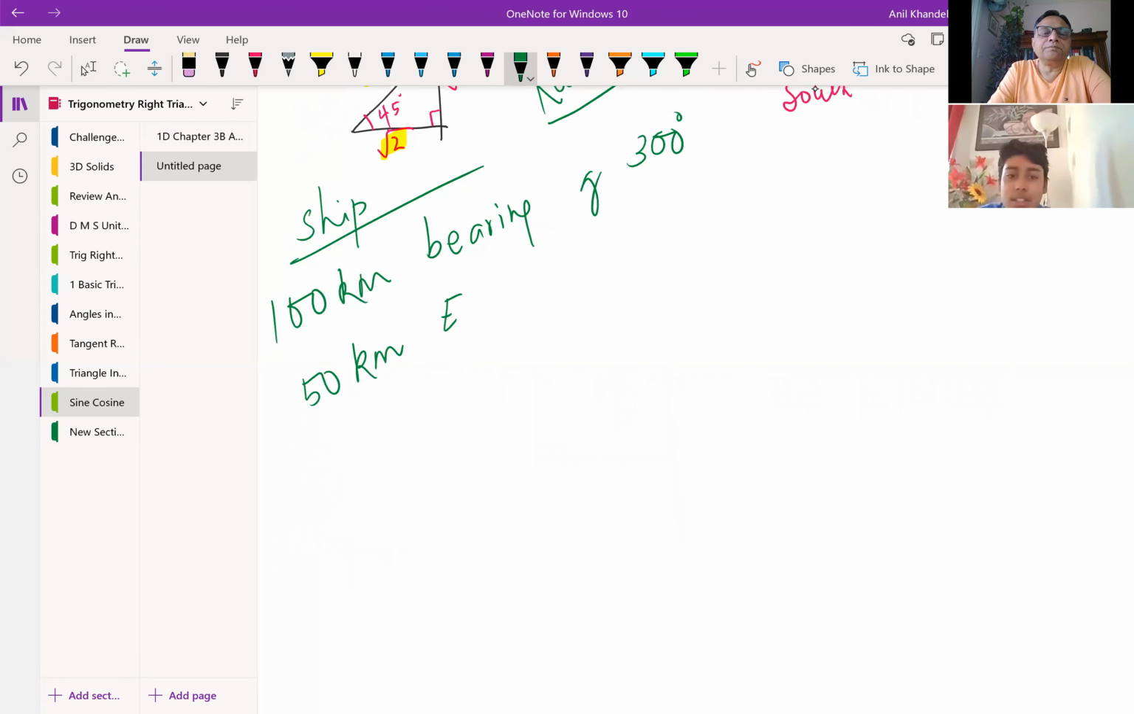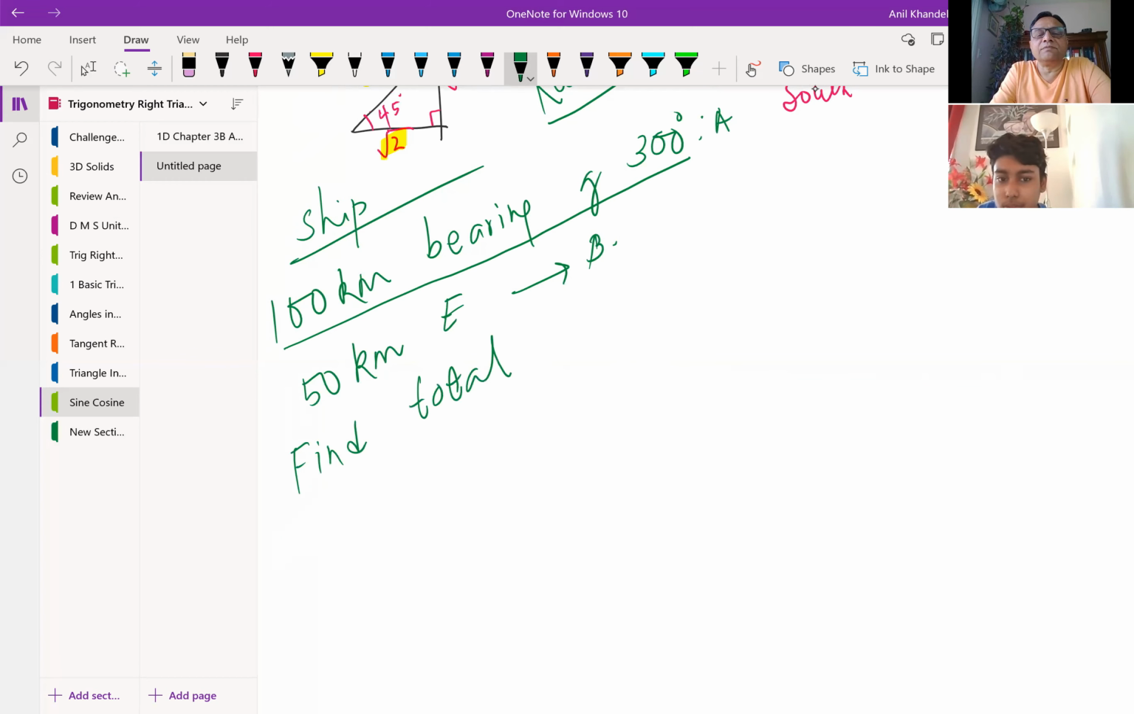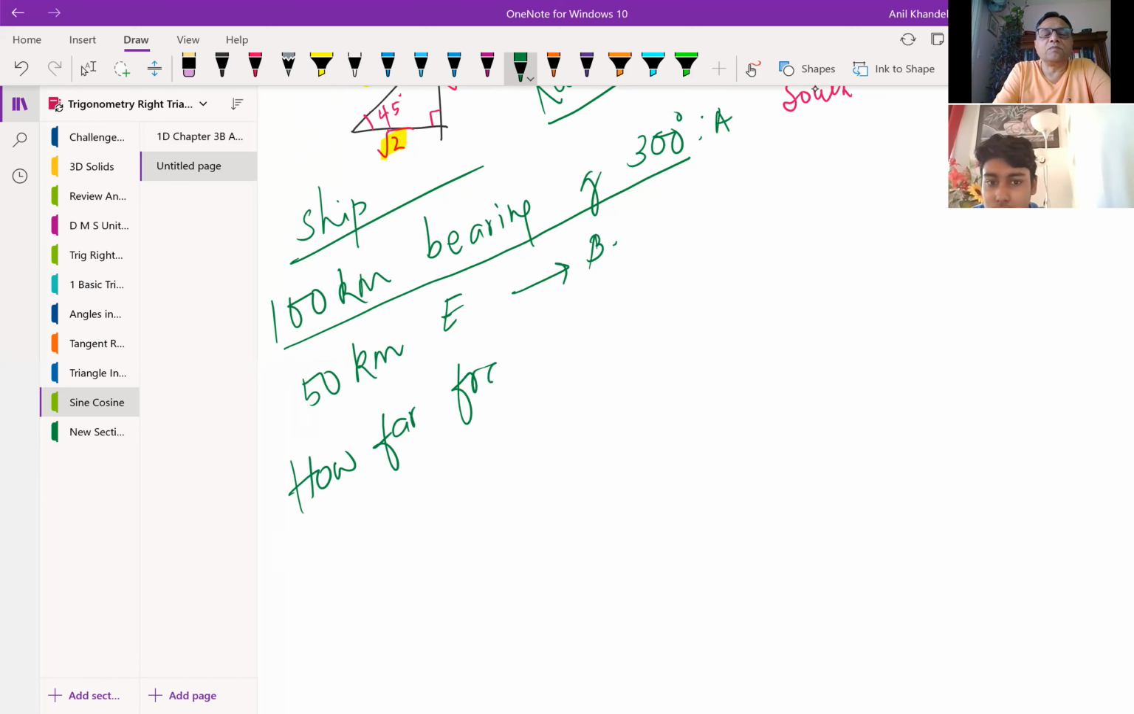Wait, sir, where was the first 100 kilometers being traveled to? Bearing of 300 degrees. Oh, okay. Now, from that position, let us say it goes to position A. This is reaching position A. And then from A, it travels 50 kilometers east and reaches the position B. So find the total distance traveled. Or you can find how far is it from the original point? I can say port.